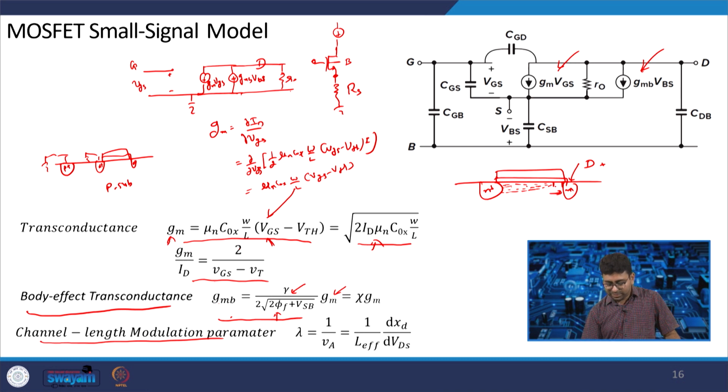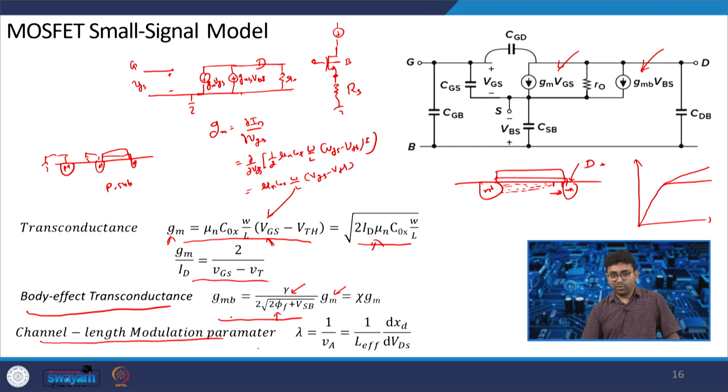Now, because of this pinch off, there is a channel length which is modulated based on the drain bias. By changing the drain bias, in your output characteristics we generally want a constant current, but in reality it is not constant, it varies with the drain voltage, and that variation is because of this channel length modulation.